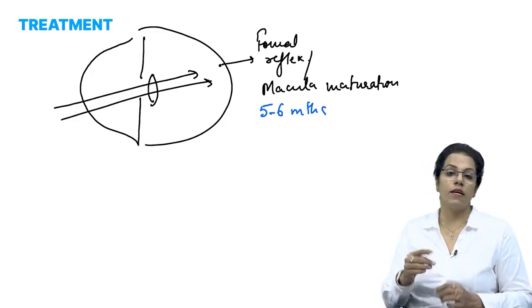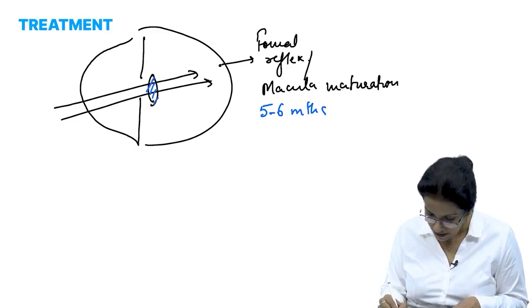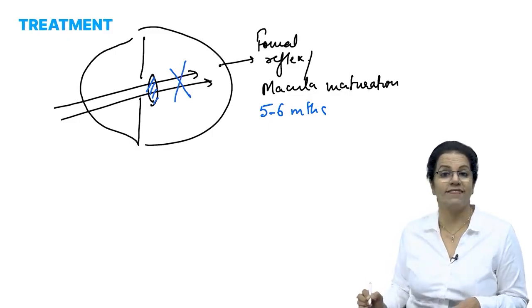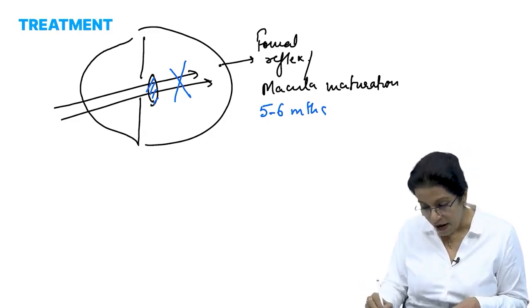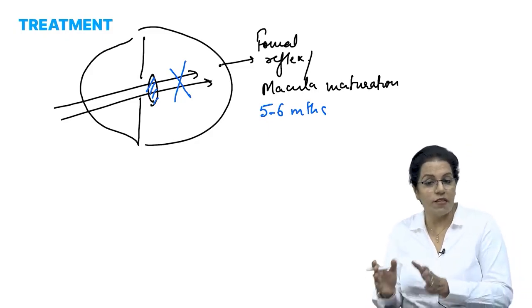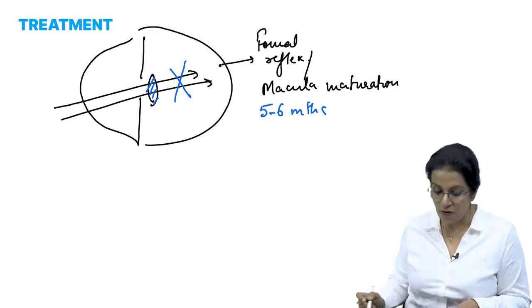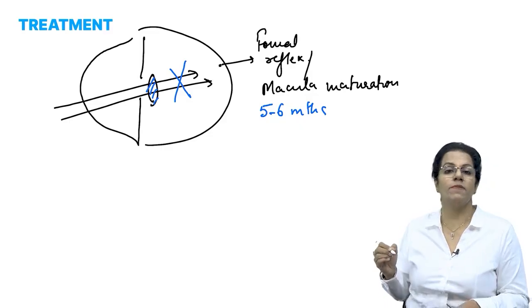Now what is happening? This child has cataract, and therefore the light rays are not falling on the fovea. If I am not removing this cataractous lens within the critical period of 5 to 6 months, then this fovea is not going to form and the patient will develop amblyopia.